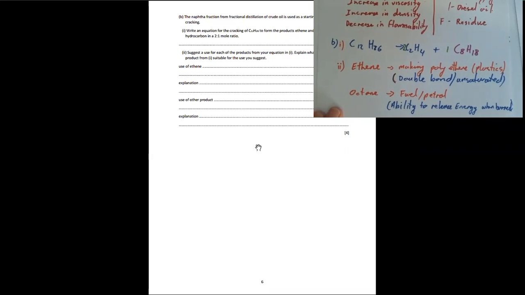They say give the use of ethene and the use of the other product. Well, ethene can be used in making polyethylene, so polymerization reactions, right, in plastics. Why can it be used in that? Well, it's unsaturated. It's got a double bond. The other one has got 8 carbons in. Octane. Hopefully you've heard about that before. It's fuel or petrol, and it's got the ability to release energy when it burns. That's more or less what they wanted. This would be a very nice question if you got it, because I think it is an easy 4 marks.